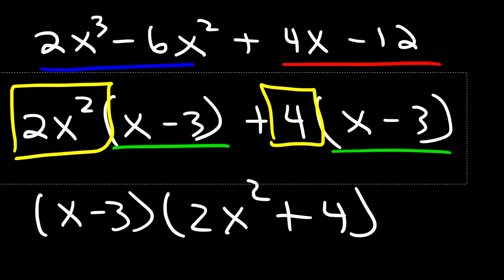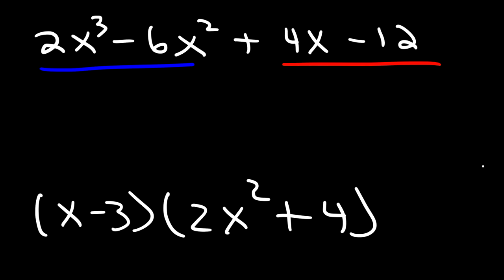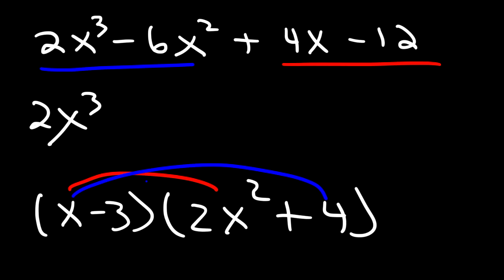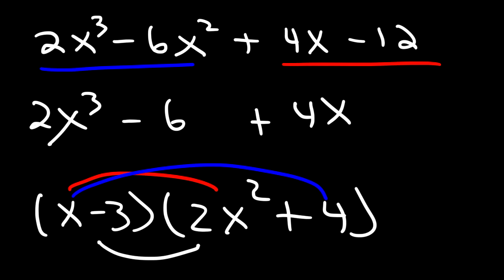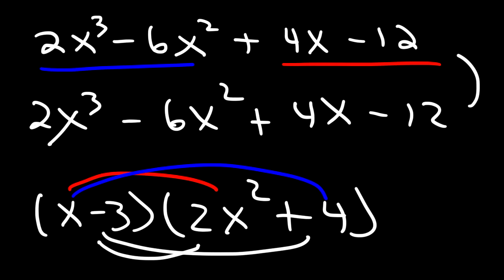Now, if you want to confirm it, you can FOIL. So let's do that. X times 2x squared, that's 2x cubed. And then x times 4, that's 4x, which I'll write here. Negative 3 times 2x squared is negative 6x squared. Negative 3 times 4 is negative 12. And so that's how you could check your work.